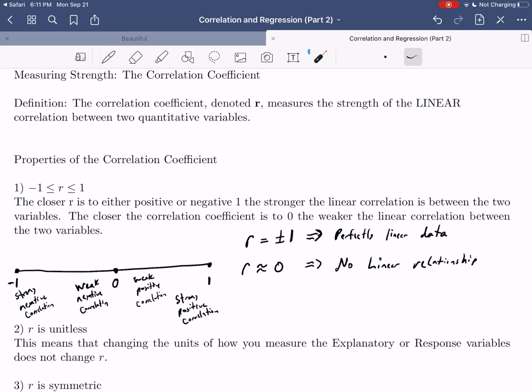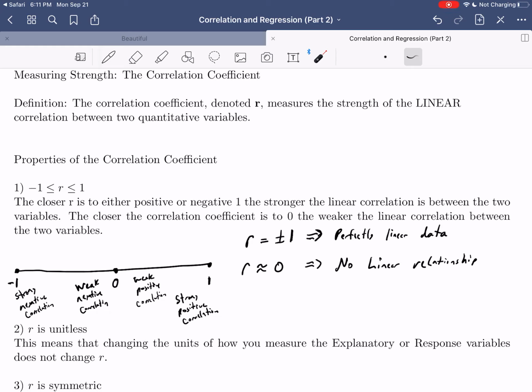So both of those pictures will yield R is approximately 0, so we have to be very careful. R being approximately 0 doesn't mean that there's no relationship overall. It means there's no linear relationship. So you can see that this is really the main sense of this measure. The closer it is to -1 or 1, the stronger our correlation. The closer to 0, the weaker.